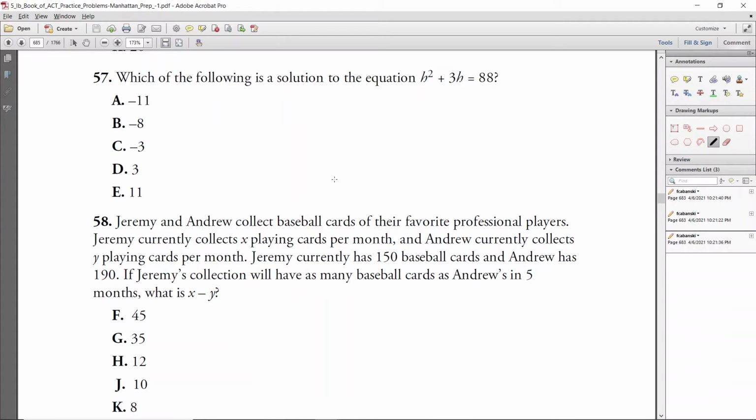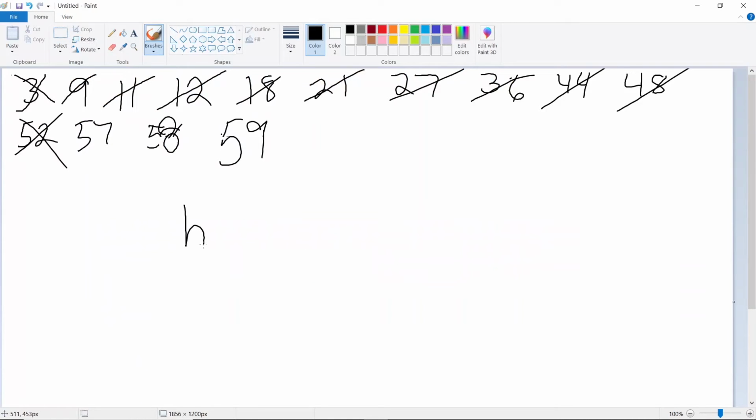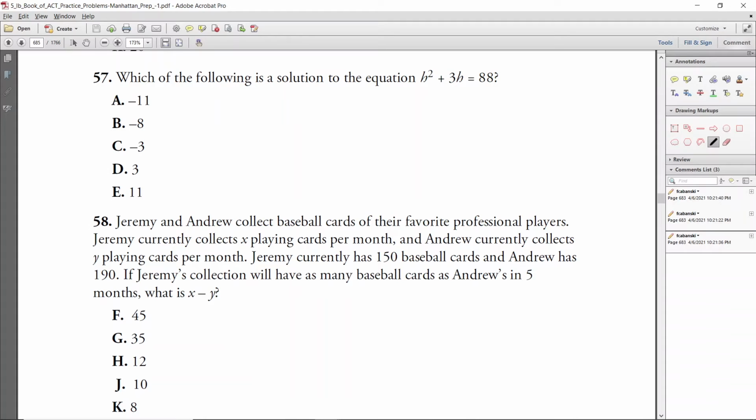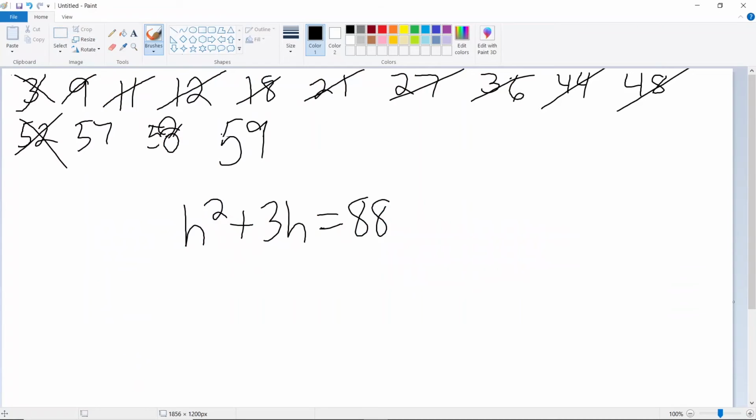We have h squared plus 3h equals 88. And then it says, which of the following is a solution? Oh, I didn't see that part at first. So we want to find out what h equals. Well, remember, you could always graph that on your calculator and find out when the function is equal to 0. Well, this is h squared. That would be negative h squared. So this one looks something like this.